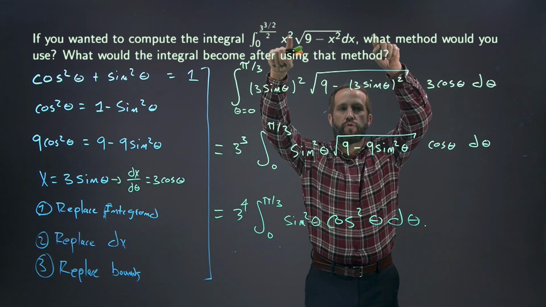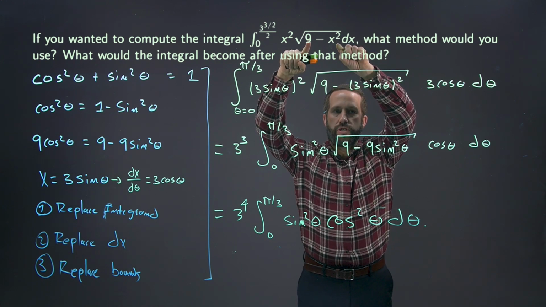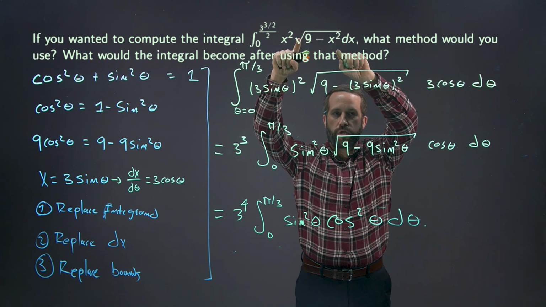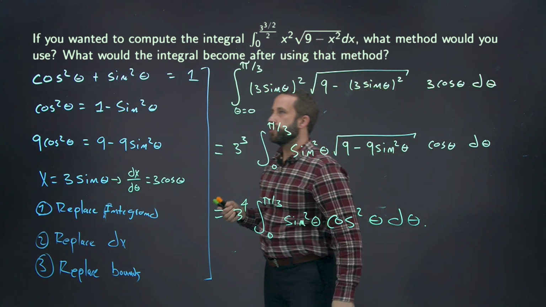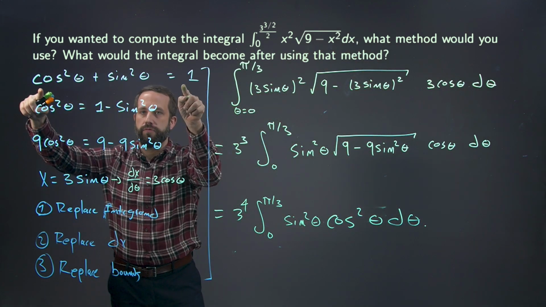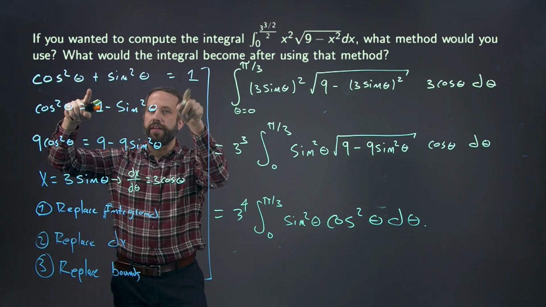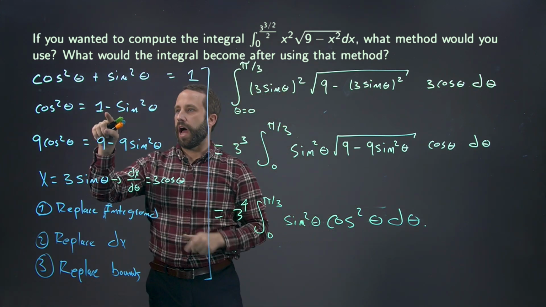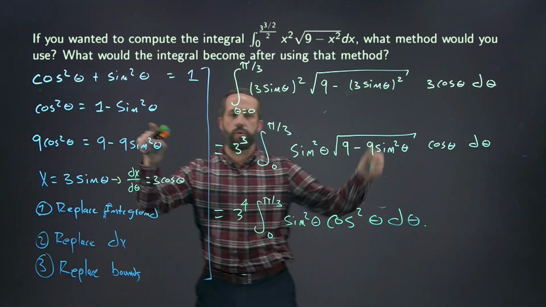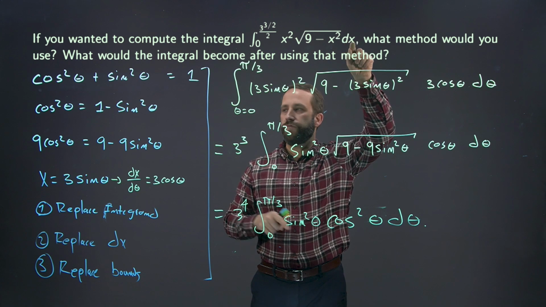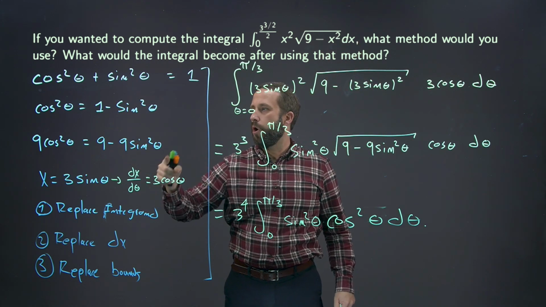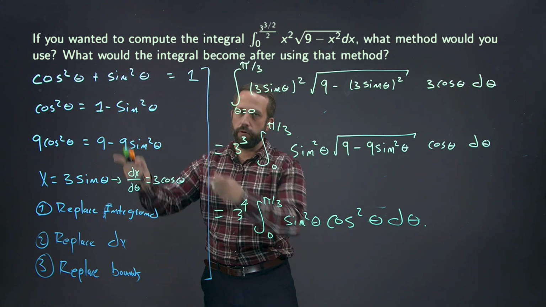I have a hard time remembering which trig sub to do based on whether I've got 9 minus x squared, or x squared minus 9, or 9 plus x squared. I always start by writing something like this and then rearranging it so I get something that looks like what I'm given. Over here I've got constant minus variable squared. So it tells me that I need to be thinking about this substitution where I say x is equal to some multiple of sine theta.